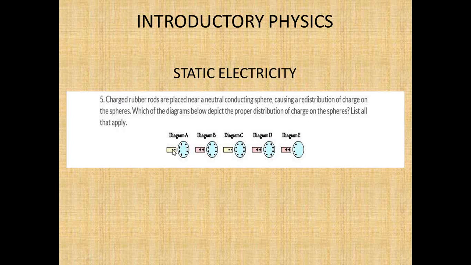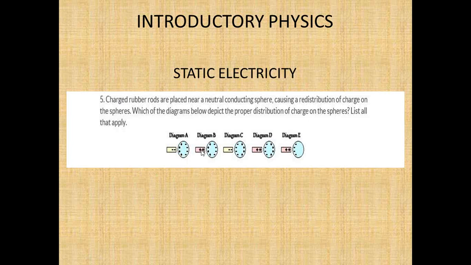Let's look at diagram A. So you have a negatively charged rubber rod. This is our metal sphere. It's going to repel, so it's going to polarize the charge on the metal sphere. It's going to push the electrons, because remember, only electrons can move. Protons are not going to move. So it's going to push the electrons away from this side over here, so you're going to have a positive charge there and a negative charge over there. So case A is good.